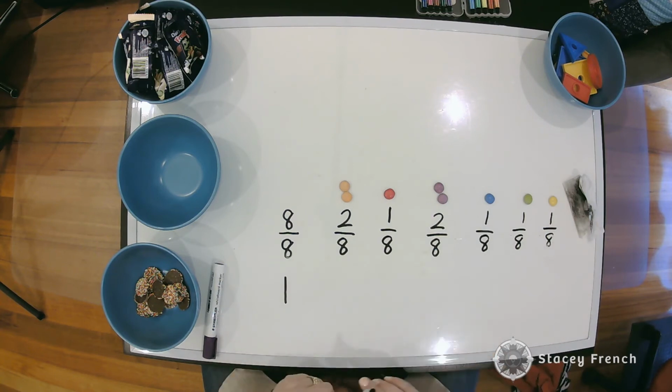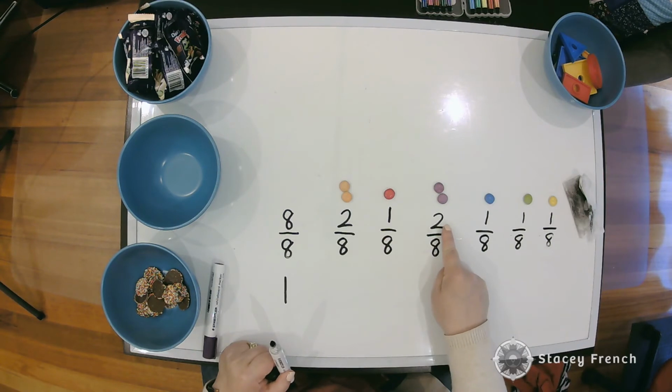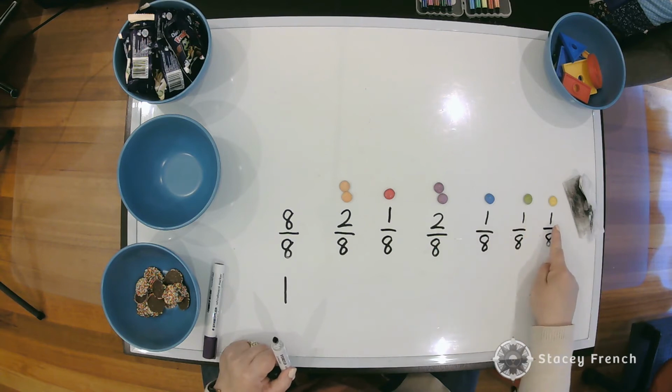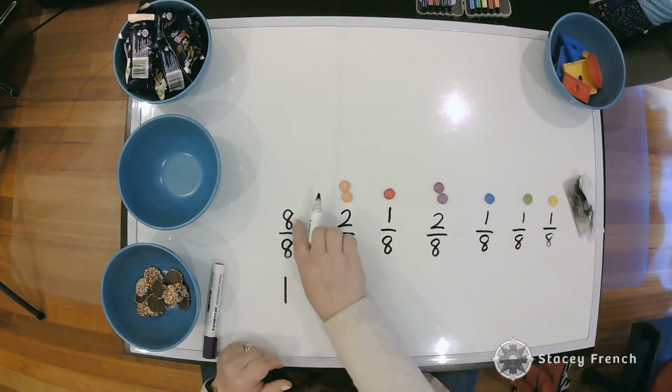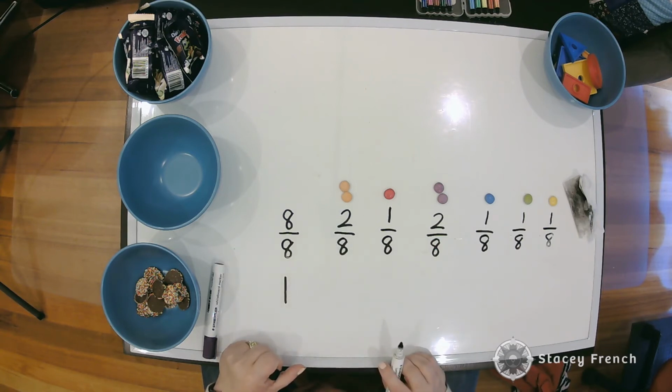Let's check we haven't missed any out. 2 plus 1 is 3, plus 2 is 5, plus 1 is 6, plus 1 is 7, plus 1 is 8. 8 out of 8 altogether, one whole group of Smarties.